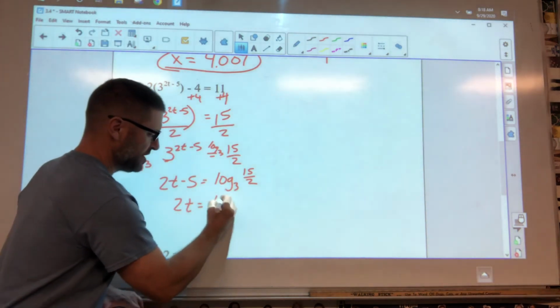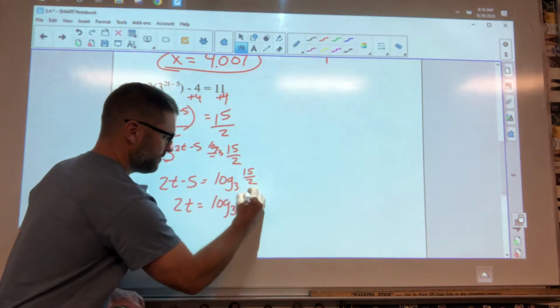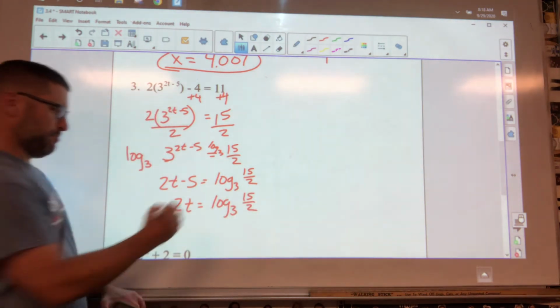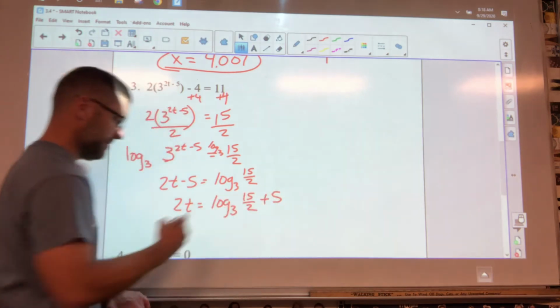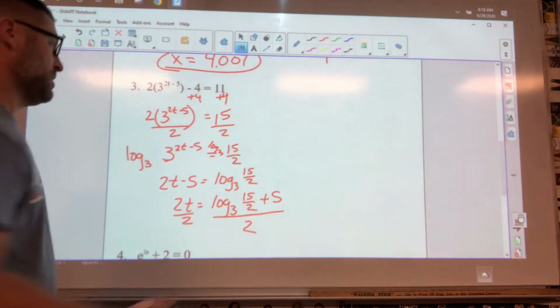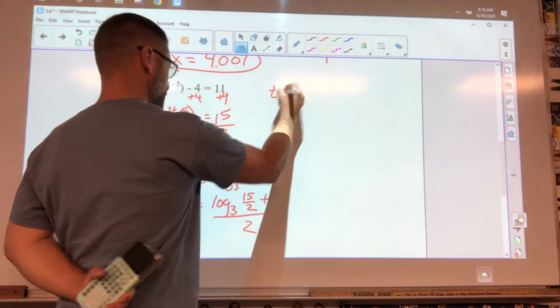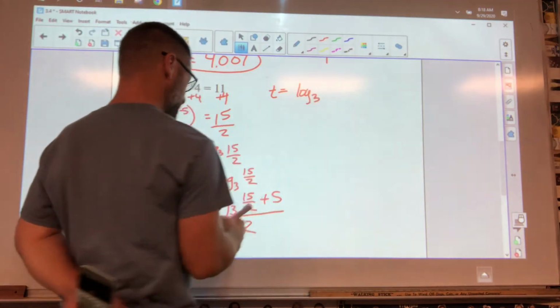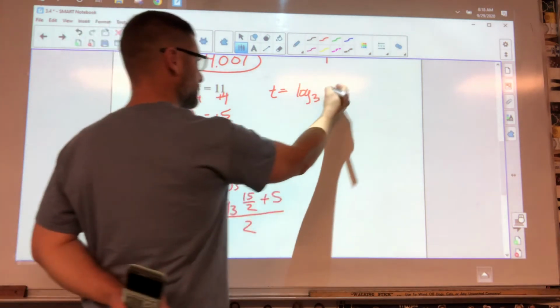2t equals log base 3 of 15 halves. Plus 5 to the other side, and divide by 2, divide by 2. I will get my t value, that is log base 3 of 15 halves plus 5, or 7.